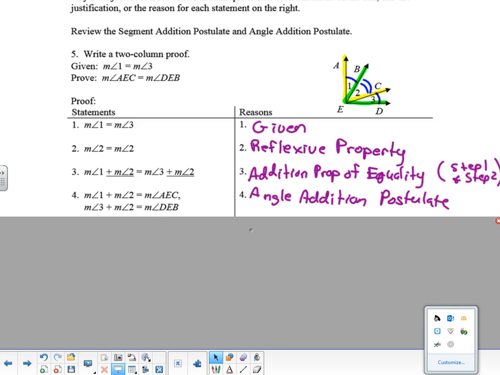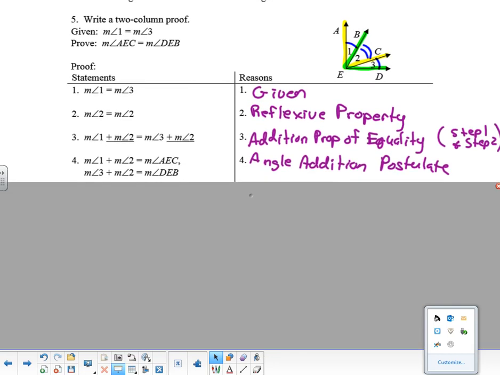Now, what do we know about those two angles? Well, the measure of angle 1 plus the measure of angle 2 equals the measure of angle AEC, and the measure of angle 3 plus the measure of angle 2 equals the measure of angle DEB. That's the angle addition postulate. The two smaller angles add together to be the whole angle.